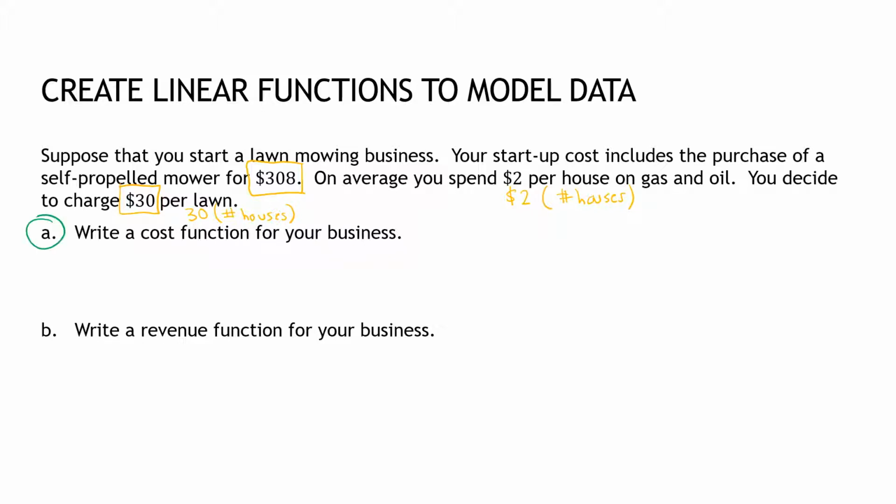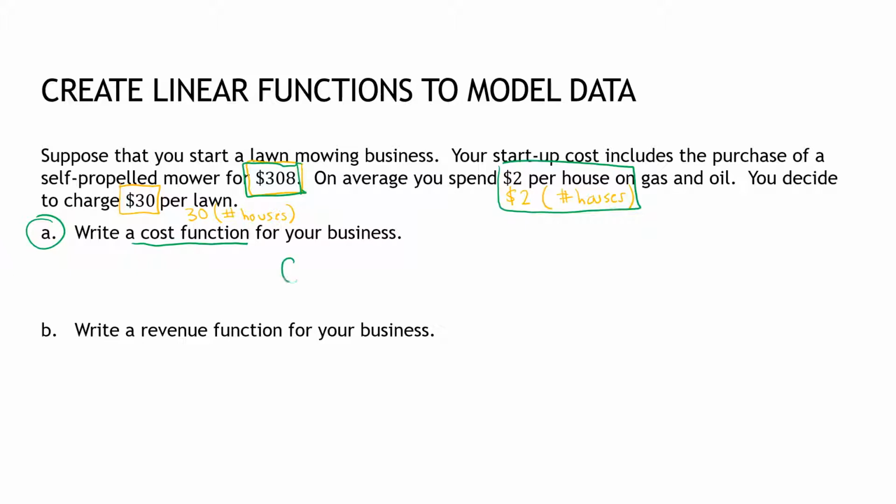So let's start with the first one. I'm writing a cost function. So the cost function would be any values that I am paying. So what am I paying? I'm going to highlight those in green or outline them in green. I have to pay for a mower and I have to pay for gas and oil. So that other number, $30 per lawn, that's how much I'm actually going to get, which means I'm going to save that for my revenue function.